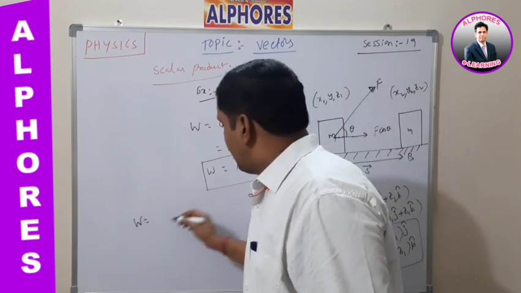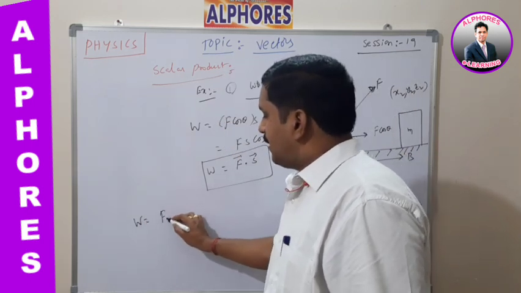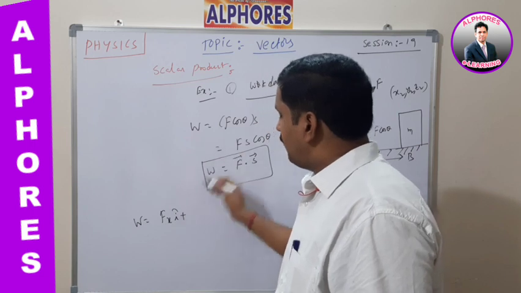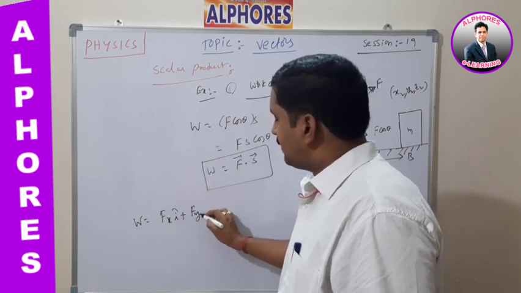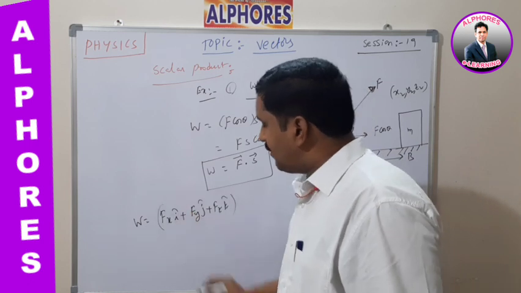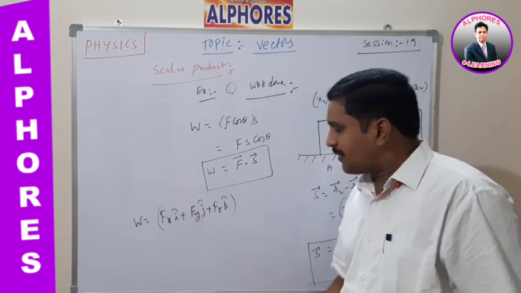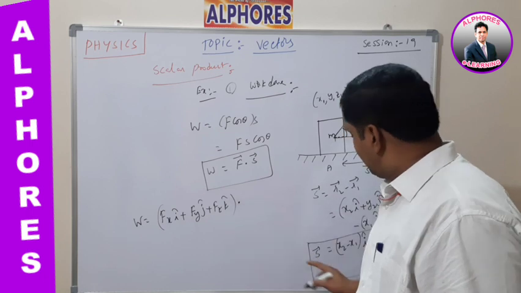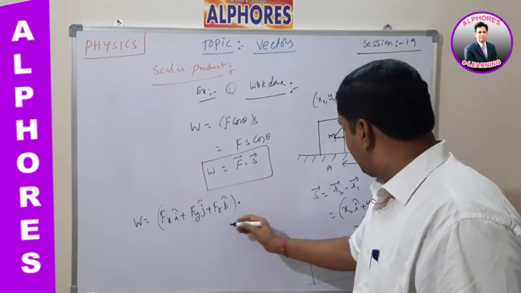So work done is equal to F bar dot S bar. F bar, from the concept of resolution of vectors, is Fx i cap plus Fy j cap plus Fz k cap. That means this force, which is given in space, is a three-dimensional force applied on a particle, and the particle has a displacement like this. Now how much is the dot product?